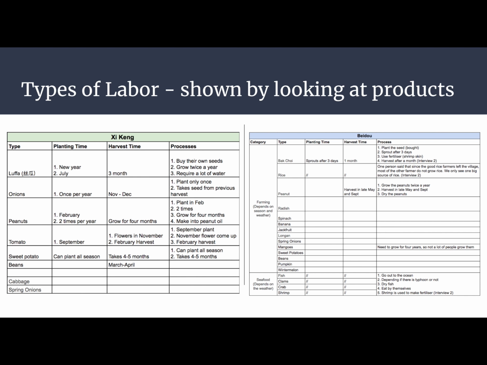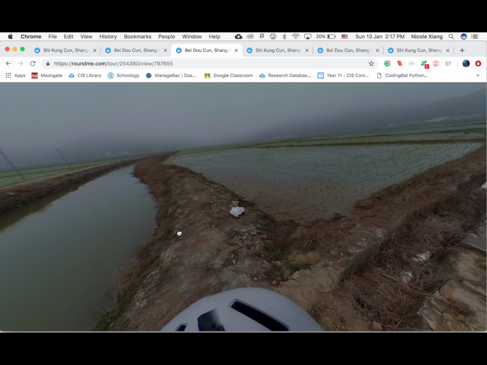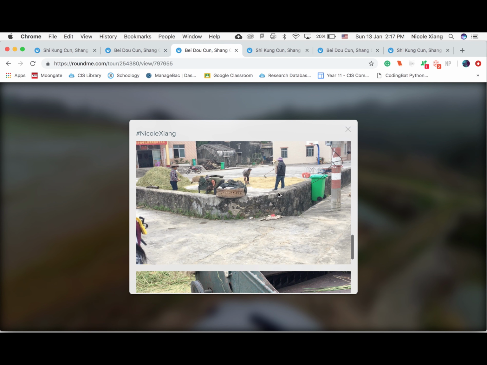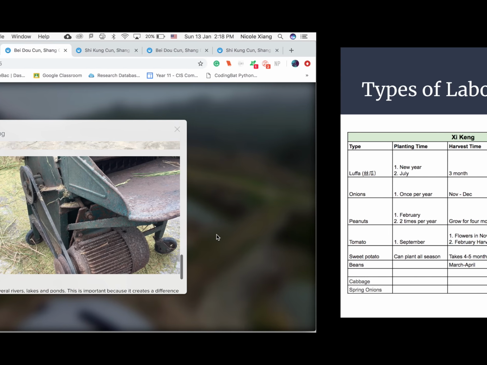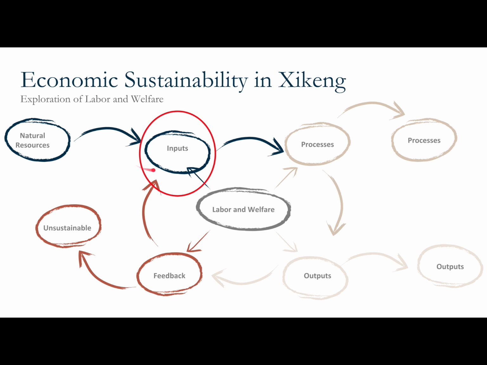We also see that Beidou villagers grow rice, which is a crop known for needing incredible amounts of water. We can actually see the rice fields right here. And in these pictures that I took here, you can see the villagers processing the rice with this machine here. Therefore, the bodies of water are a natural resource that ties into the input for their systems of labor, allowing the Beidou villagers to receive more outputs in the end.